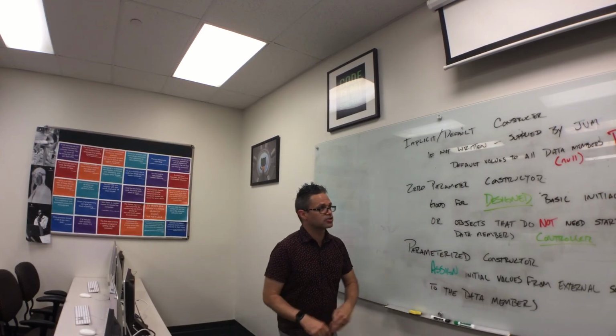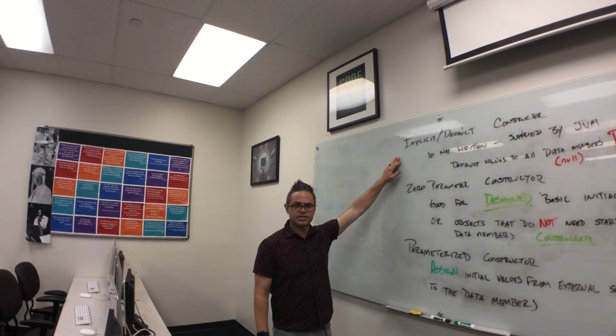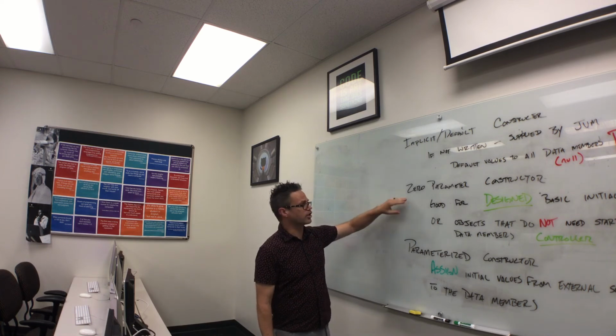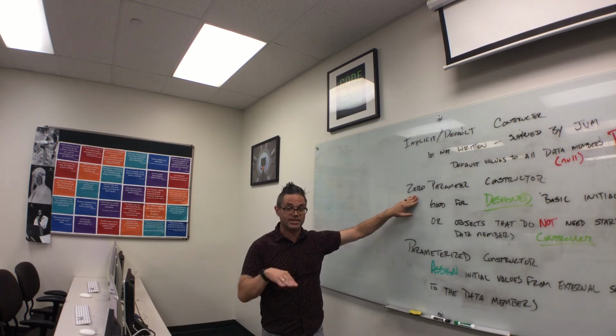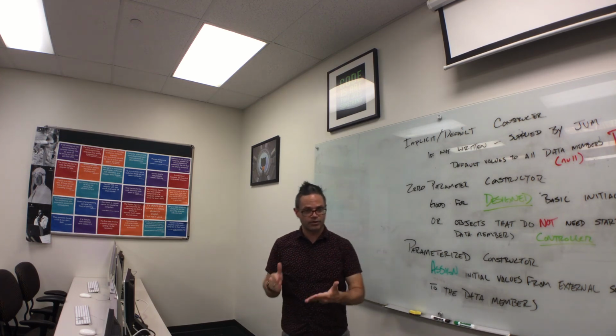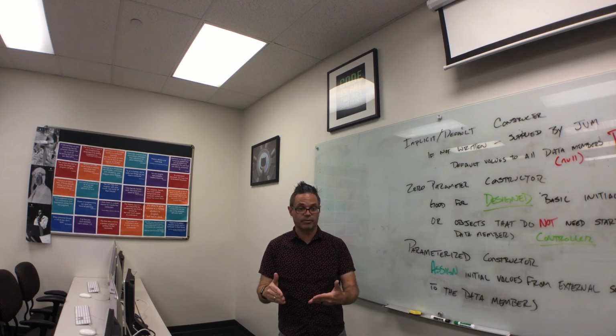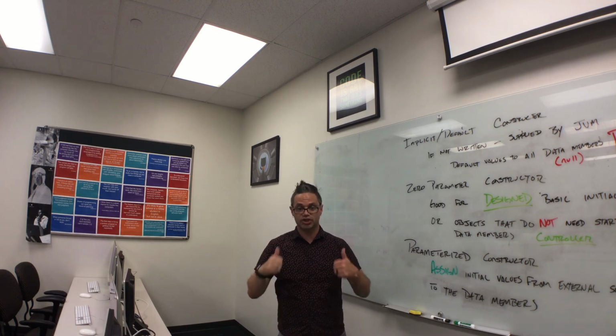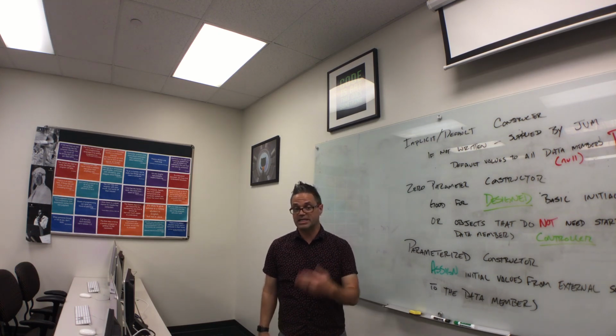So we have 3 constructors. We have the bad version, the implicit or default constructor supplied by the JVM; the okay or good constructor, the 0 parameter constructor that's great for basic default initialization; and then we have the best constructor, the parameterized constructor, where we can specify information, use it to assign the data members, and initialize objects as we customize them and need them as we go along.